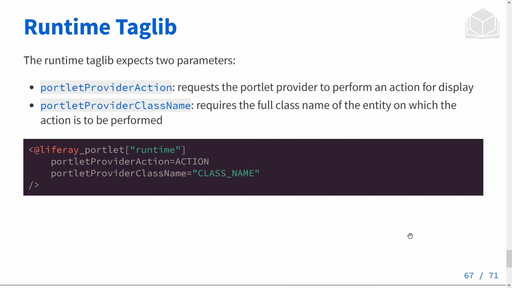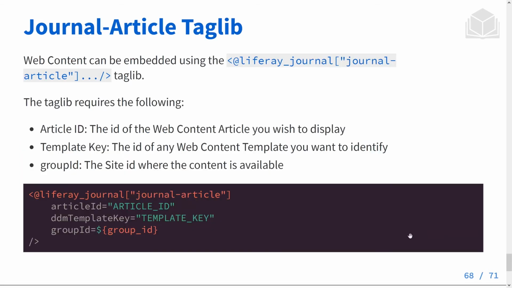The Runtime Taglib will expect two parameters: Portlet Provider Action, which requests the Portlet provider to perform an action for display, and Portlet Provider Class Name, which requires the full class name of the entity on which the action is to be performed. With the Journal Article Taglib, you can embed web content created within the platform.